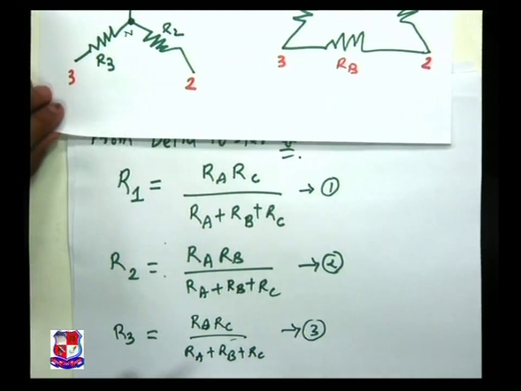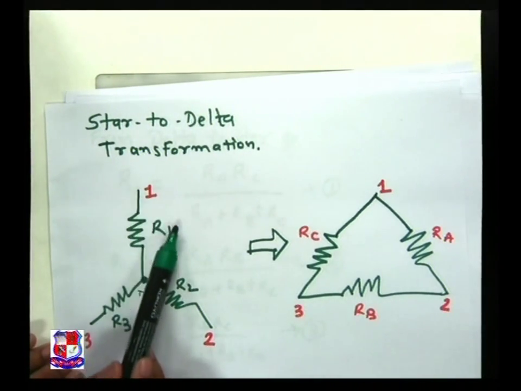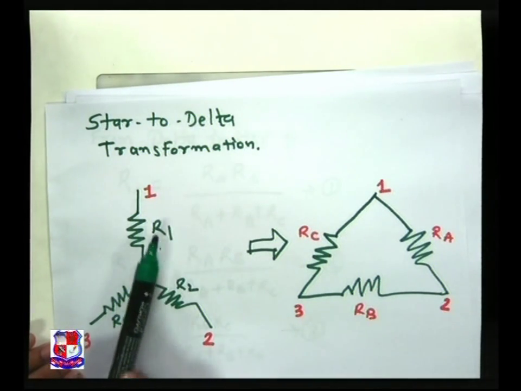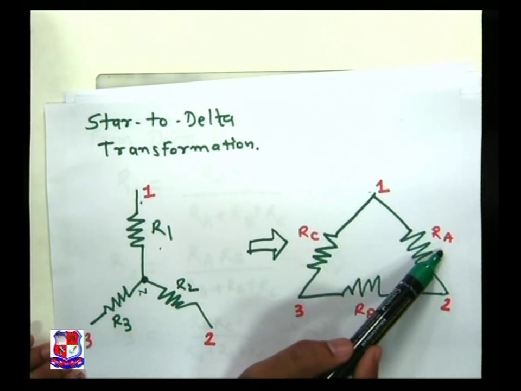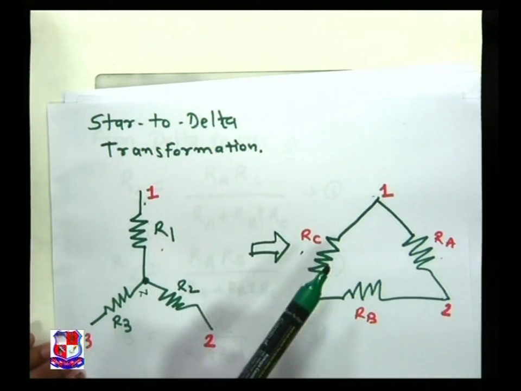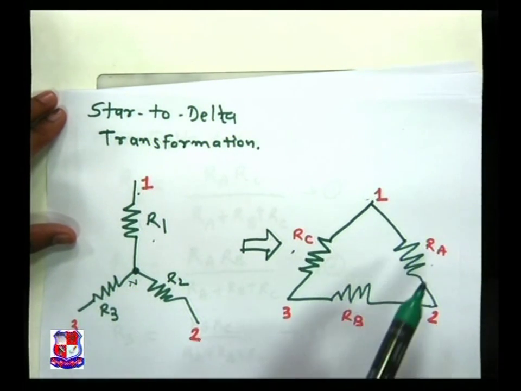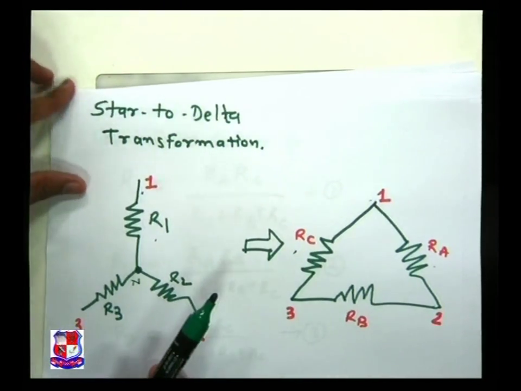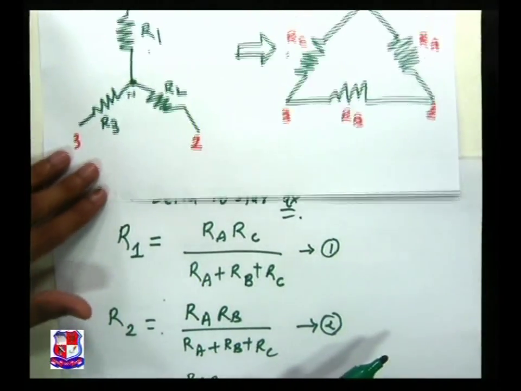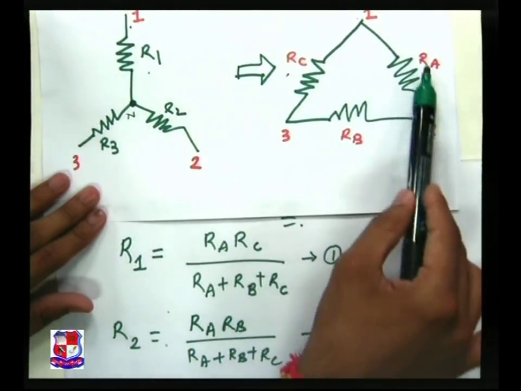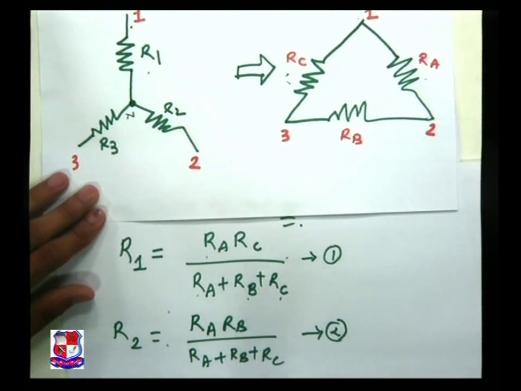Let's see how these 3 equations come. So first we go for branch number 1, where we have to find out R1. R1 is connected with 1. Similarly in the delta network, 1 is connected with RA and RC. The equation is simply we write down RA into RC, and in the denominator the summation of all 3 resistances. So as shown in the equation, the first branch is connected with RA and RC, so the first equation is RA into RC upon RA plus RB plus RC.